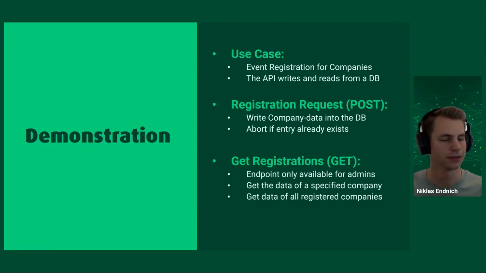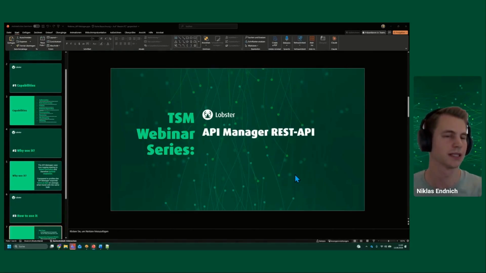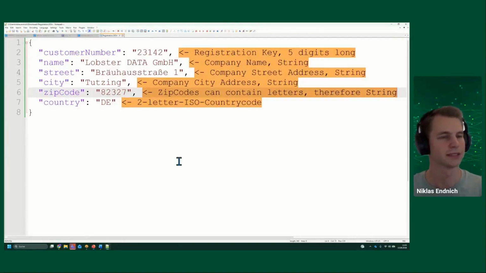So let me first show you the structure that I want to use in my case. This is how the request structure should look, or the POST, to be more specific. As you can see, we have 5 fields. We have the customer number, which I'm going to use as this registration key. Using that number, I can identify the customer and see if it's already in the database or not. And the rest is pretty basic. It's just some string fields: name, street, city, and zip code. And last but not least, we also have country, which I want to be a 2-letter ISO country code.